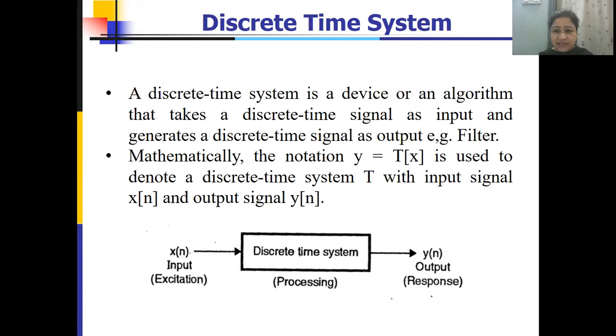Now, what is a discrete time system? A discrete time system is a device or an algorithm that takes a discrete time signal as an input and generates a discrete time signal as output.